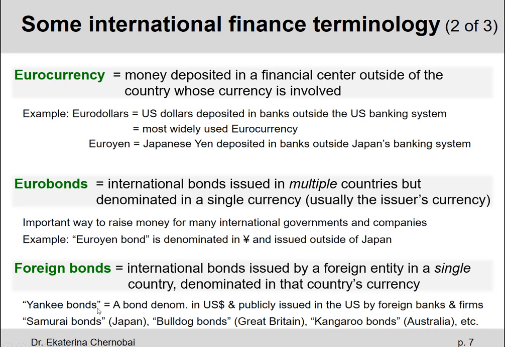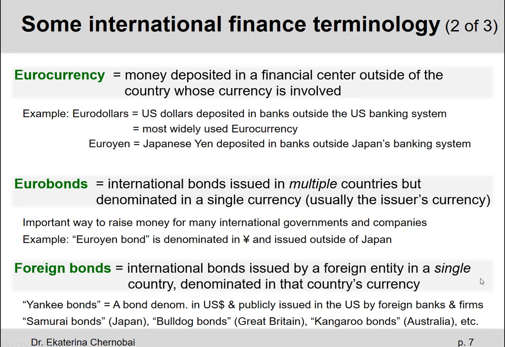Yankee bonds. It's bonds issued by foreign banks and or firms, but sold in the United States, and the price is in the US dollars. So unlike euro bonds, foreign bonds are quoted in the currency of the country in which they are sold, rather than, like with euro bonds, quoted in the currency of the country where they're coming from.